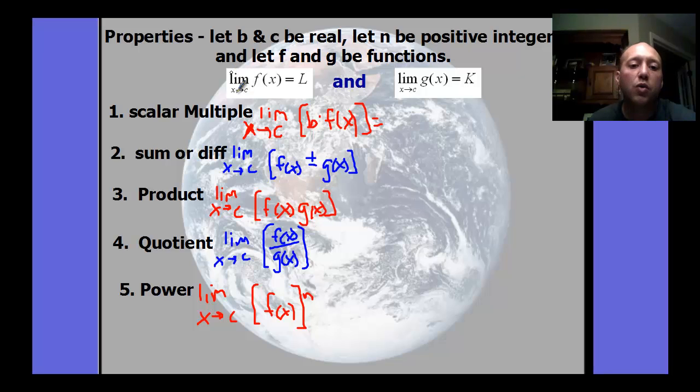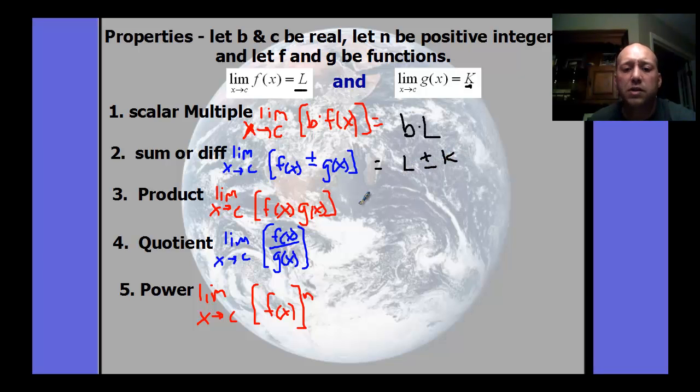So if we know the limit as x approaches c of f of x is L, and for g it's k, then if you're trying to find the limit as x approaches c of b times f of x, it's just going to be b times whatever the limit of f of x is, which is L. If you're finding the limit as x approaches c of a sum or a difference between two functions, you just find the limit of each individual one and then add or subtract those.